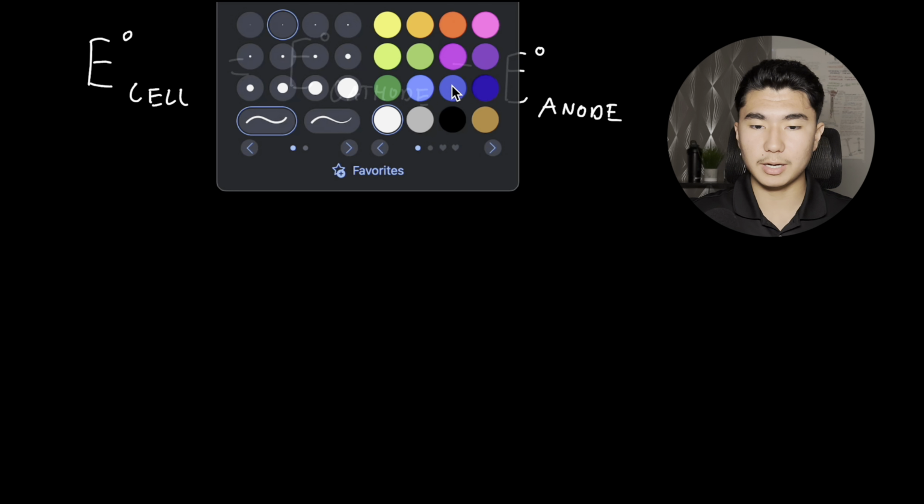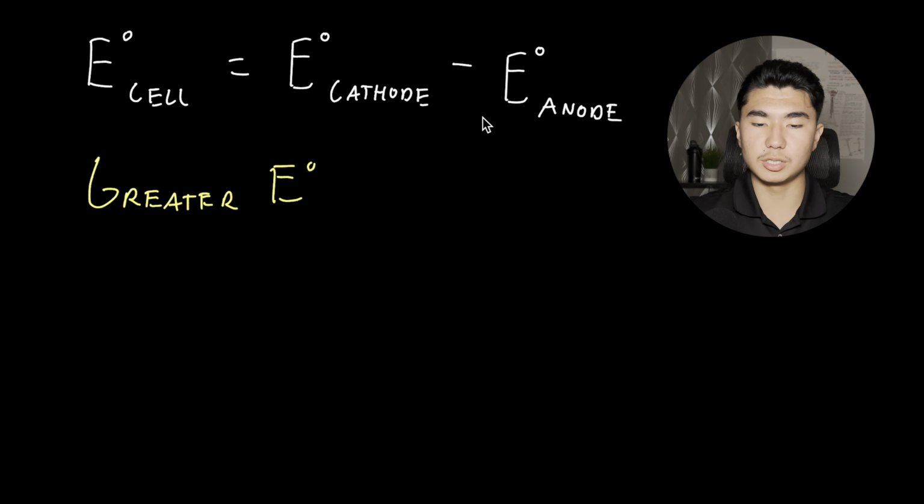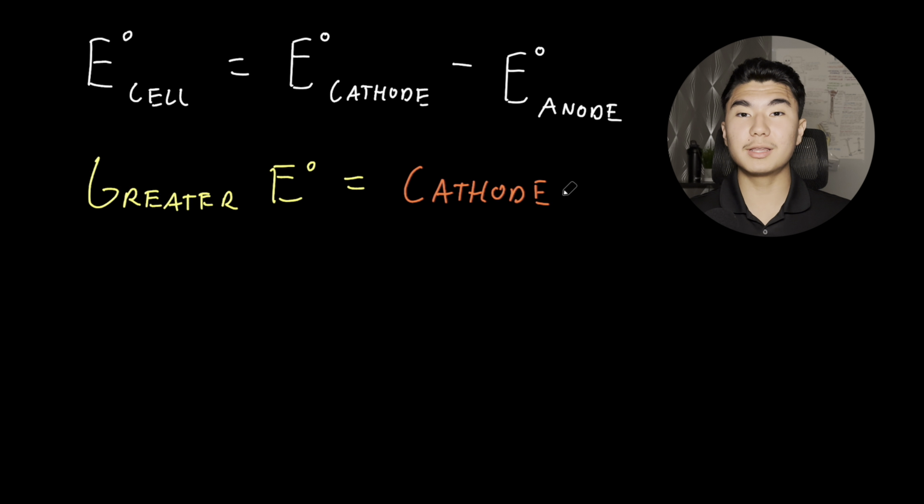One of the things you have to know is that a greater standard reduction potential is going to be our cathode. Now you might be wondering, how do we even know that? Well, a higher standard reduction potential means that we're being reduced. And we know from our acronym REDCAT that reduction occurs at the cathode, so a greater standard reduction potential is going to be our cathode.